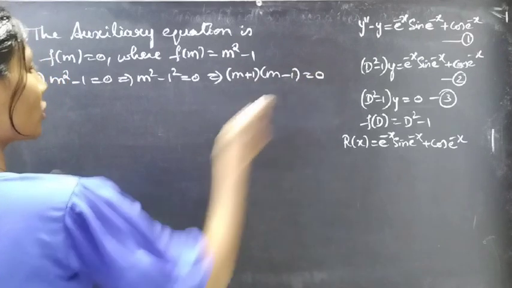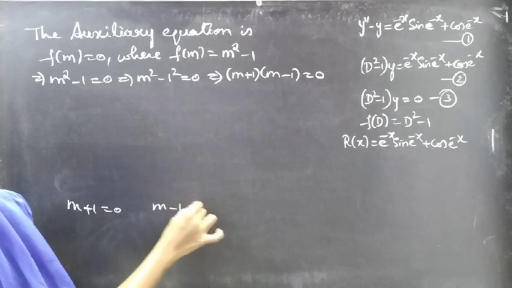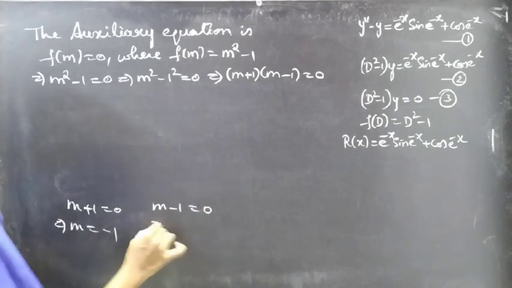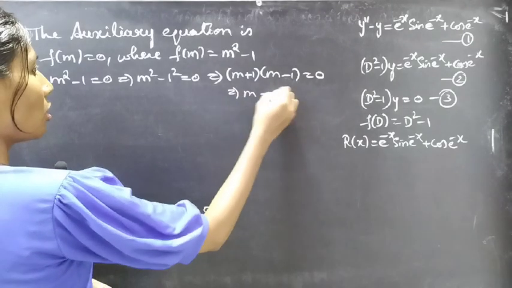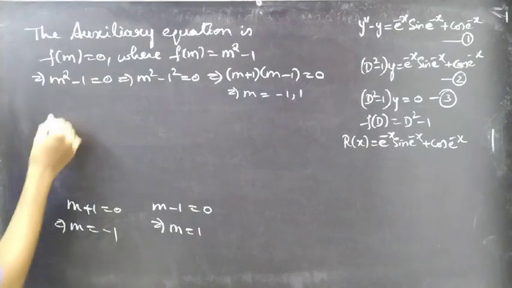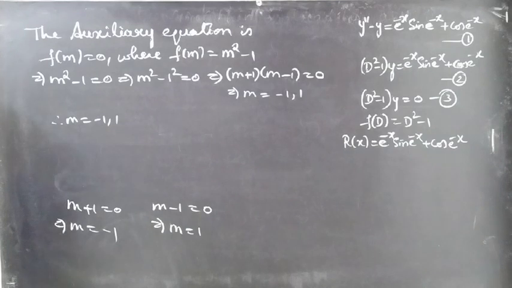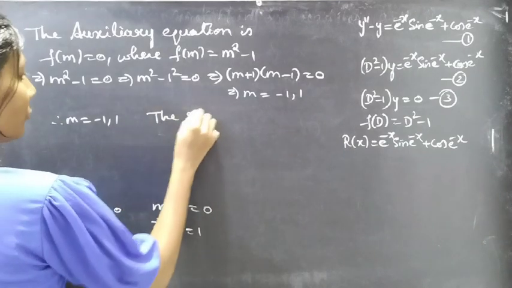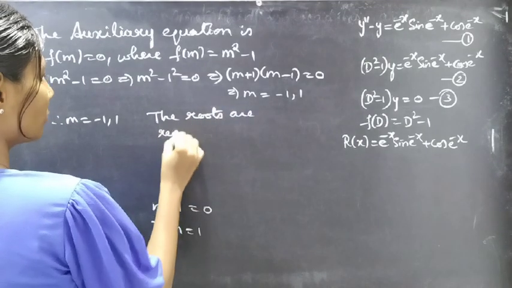Now we equate each factor to 0. When m plus 1 equal to 0, we'll get m equal to minus 1, and when m minus 1 equal to 0, we'll get m equal to 1. So m equal to minus 1, 1 are the roots of our auxiliary equation, which are real and distinct.